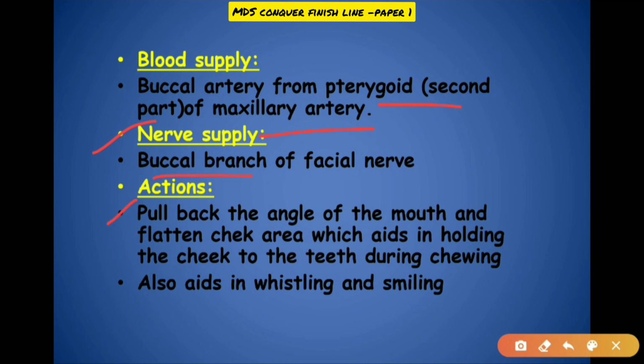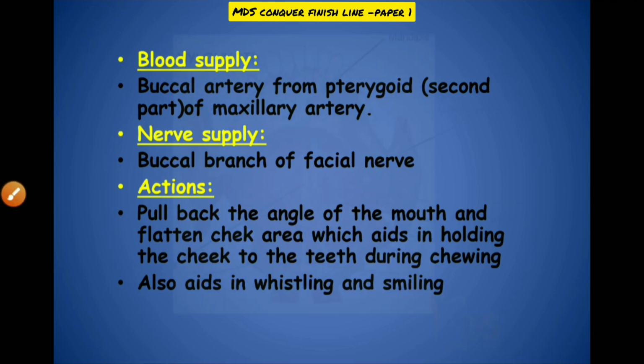Actions: it will pull back the angle of the mouth, which flattens the cheek and also aids in whistling and smiling. Remember, buccinator helps in whistling and smiling. You have to mention that point.